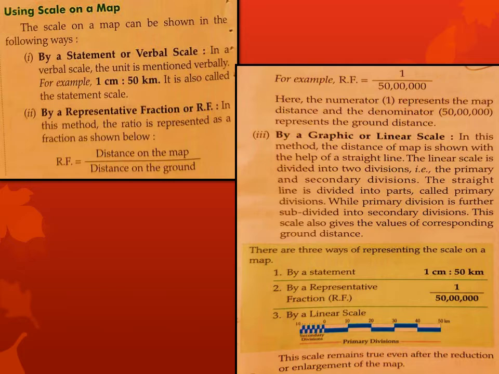So you have three ways of representing the scale on a map: by a statement, by a representative fraction, which is RF, and by a linear scale, which has primary division and secondary division. Now this scale remains true even after the reduction or enlargement of the map. If the map is reduced or enlarged, in that case also the scale will remain true.